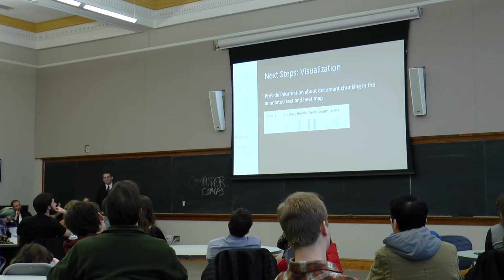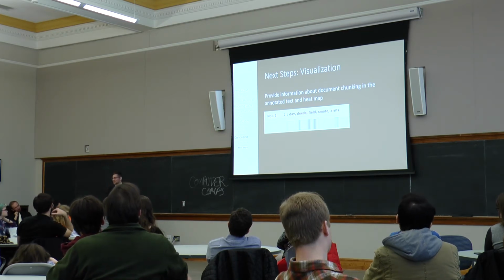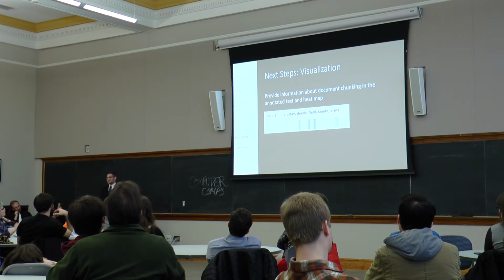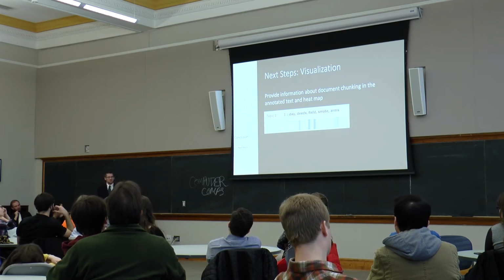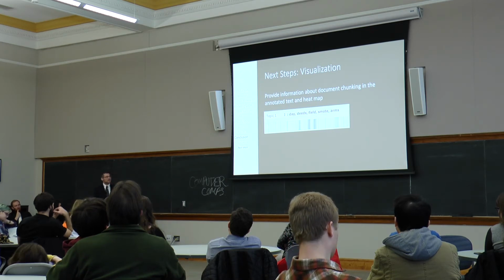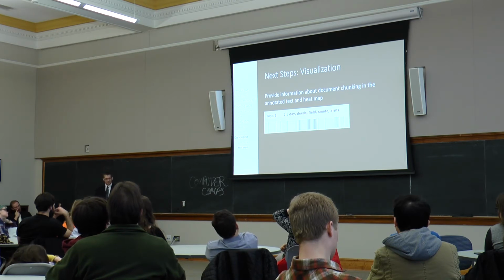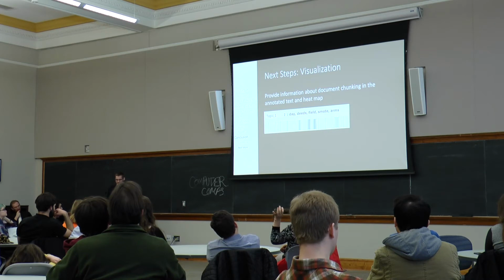Finally, a few miscellaneous things that we could add. Chunking, as we've mentioned, is a very important part of LDA, but it isn't really displayed at all in our visualization tool. So we could add indicators of chunking to our heat map and annotated text, and we might see interesting patterns, like a topic occurring at the very beginning and very end of a chunk, that could tell us more about the text.